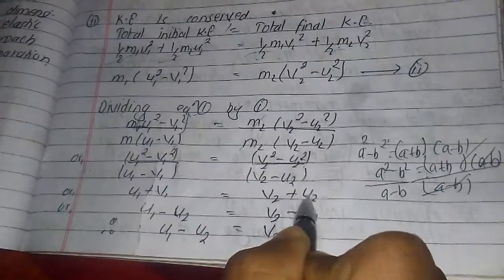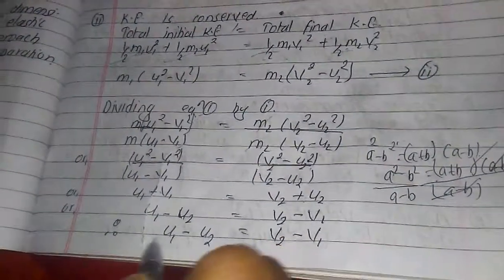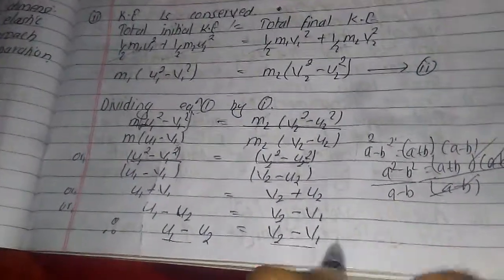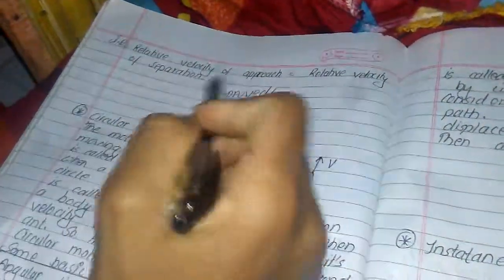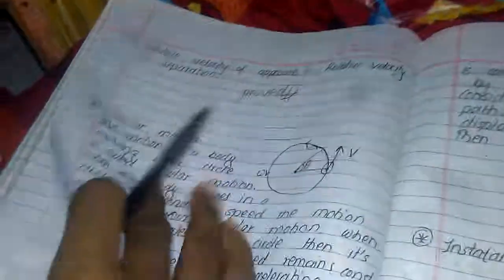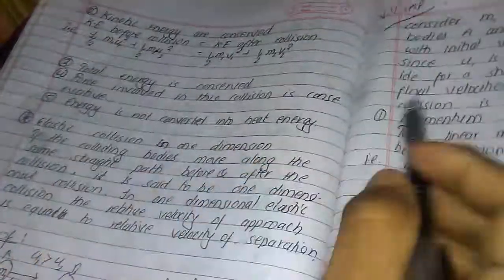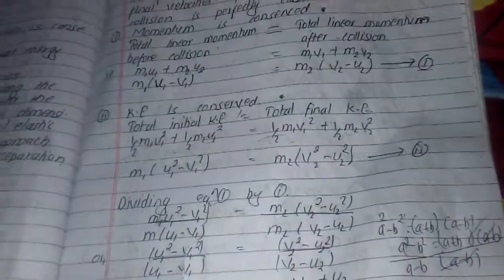Now this is u1 and this is u2. Take this into the right-hand side. u1 minus u2 is equal to v2 minus v1. This is the relative velocity of approach and this is the relative velocity of separation. In this way we can know the relative velocity of approach is equal to the relative velocity of separation. This is the method to prove it. Hope you like this.